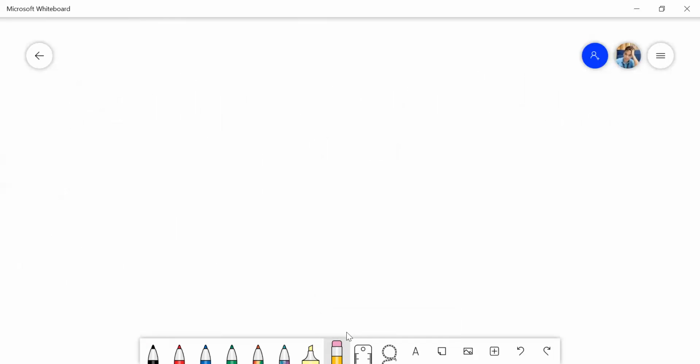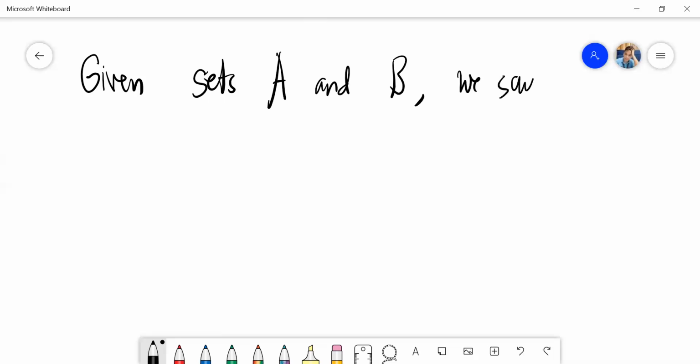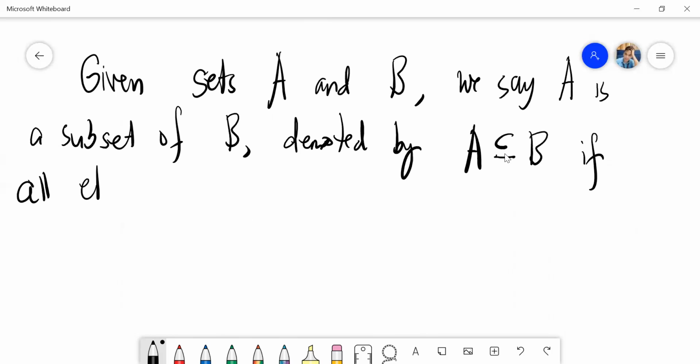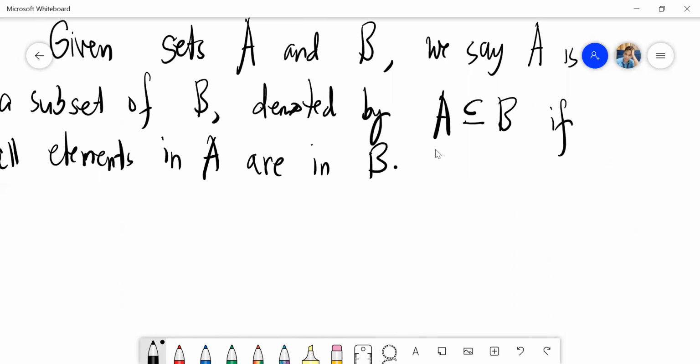Okay, so let's talk about subsets. Given sets A and B, we say A is a subset of B, denoted by A subset of B, if all elements in A are in B. So this is just basic that we can say that A here is a subset of B.